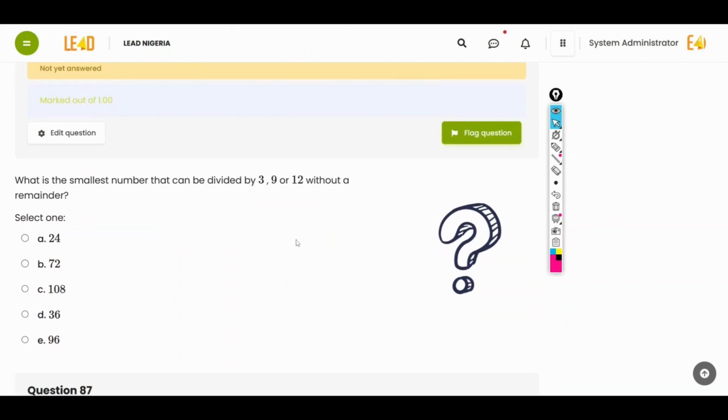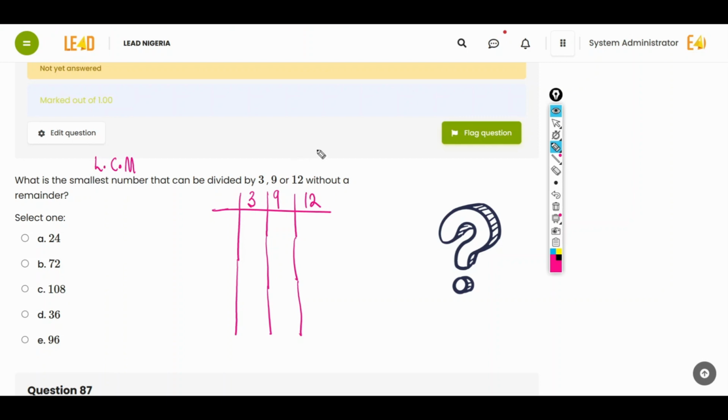Next question says, what is the smallest number that can be divided by 3, 9, or 12 without a remainder? All right, so the smallest number that can be divided by all of those is just asking for the LCM, right? Because that number has to be a multiple of all of them, and the smallest one, which is where the least comes from, so least common multiple.